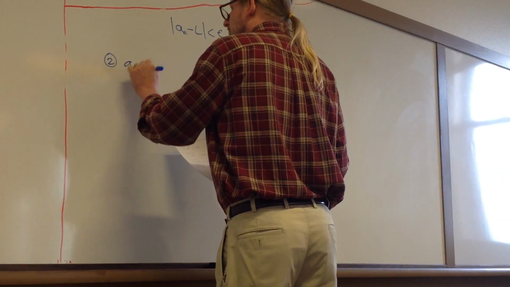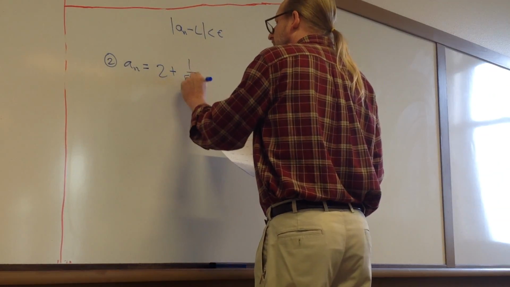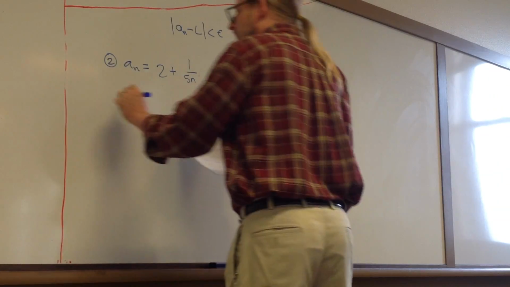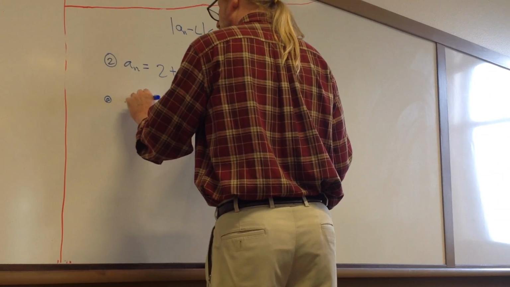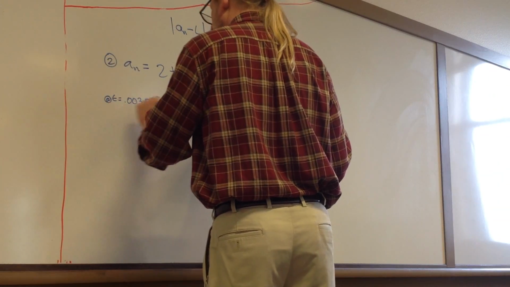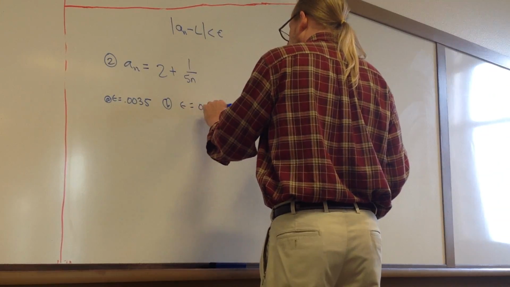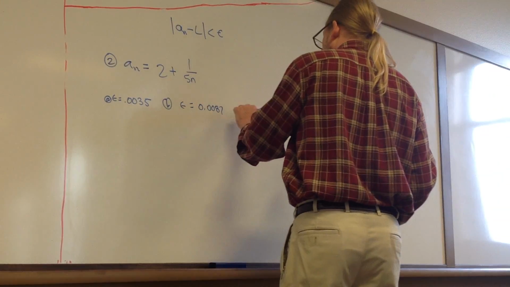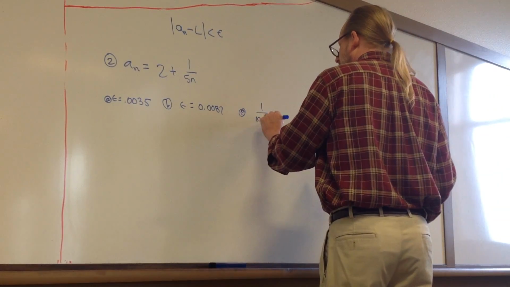We've got a sub n is equal to 2 plus 1 over 5n. And we've got epsilon equal to 0.0035 for part a, and for b, epsilon is 0.0087. And for c, epsilon is 1 over 1,000.